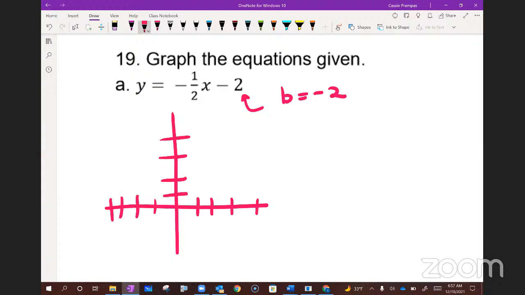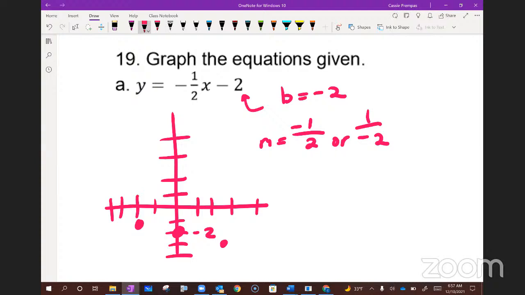So I would sketch a graph for myself. 1, 2, 3, 4, 1, 2, 3, 4. I would go to -2. That's the y-intercept. And if the slope is -1/2, you could use it as -1/2, or you could use it as 1 over -2. We're going to go up 1, then we'd have to go to the left 2 to maintain a negative. Or if we went down 1, we'd have to go to the right 2 to maintain a negative slope. And that would be my line.